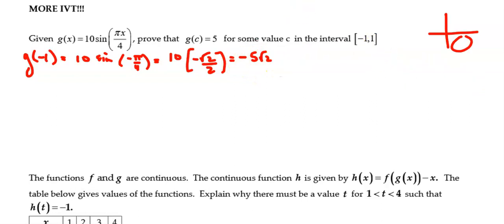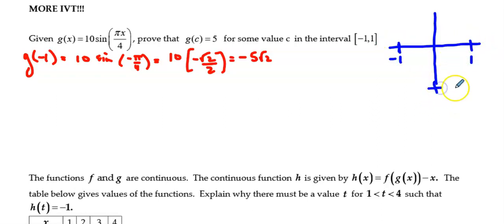So what I want to do over here to the right is graph. So at -1, we are at -5 square roots of 2. So I'm going to show you guys hopefully now a better example of that. So at -1, our g of x, we start at this value of -5 square roots of 2. All right, let's continue on with the next example.